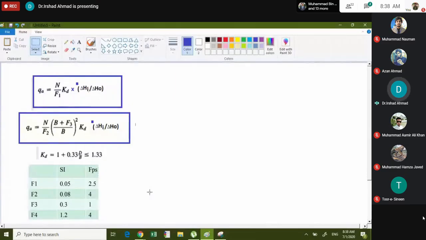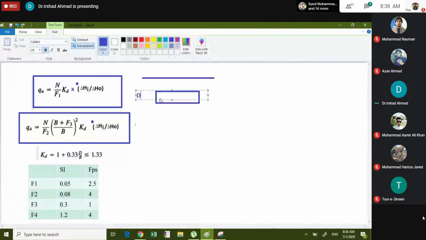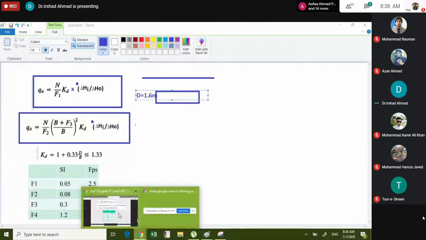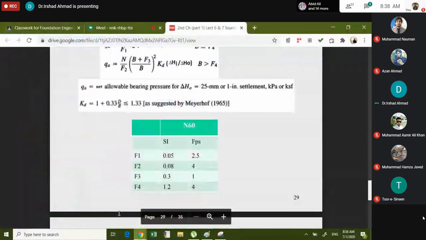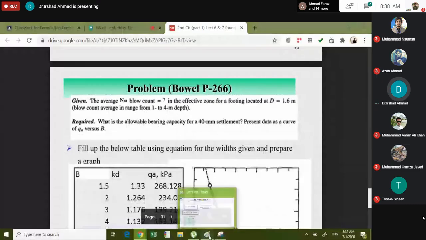Now the question is: you have a footing, and the depth of the footing is 1.6 meter, I think. Yes, 1.6 meter.